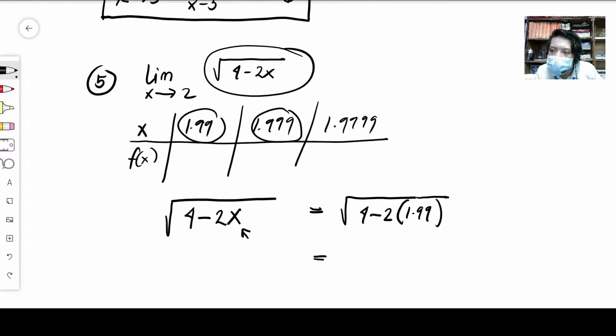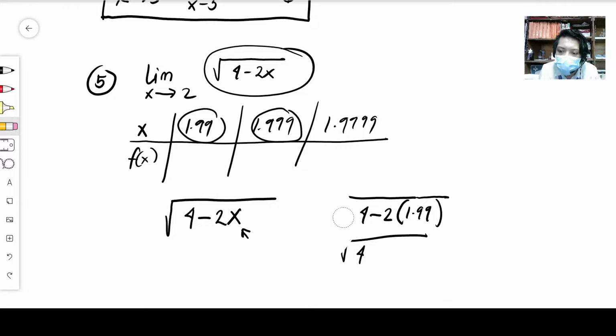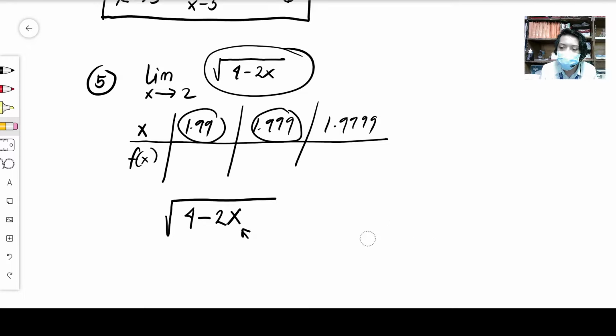Let us try to evaluate. 2 times 1.99 is 3.98. So this is equal to 4. Oh, I'm sorry, I was wrong. It will not be imaginary. I'm sorry. Let me try to explain it again. Yes, correct, I was wrong, because 4 minus 3.98 is still positive, and the minimum value is 4 minus 4, which is 0.